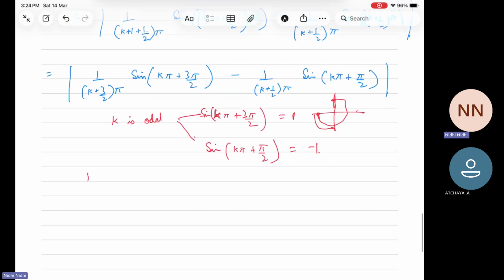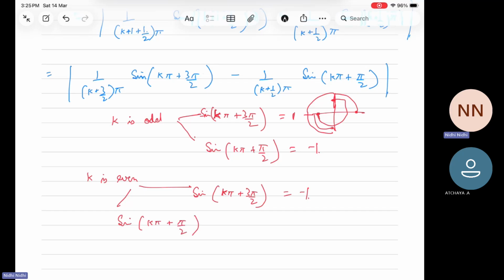And when k is even, in that case, sine k pi plus 3 pi by 2. So in this case, we will be starting from here, plus pi by 2, 2 pi by 2, 3 pi by 2. So this is equal to minus 1. And sine k pi plus pi by 2 is equal to 1 in this case.